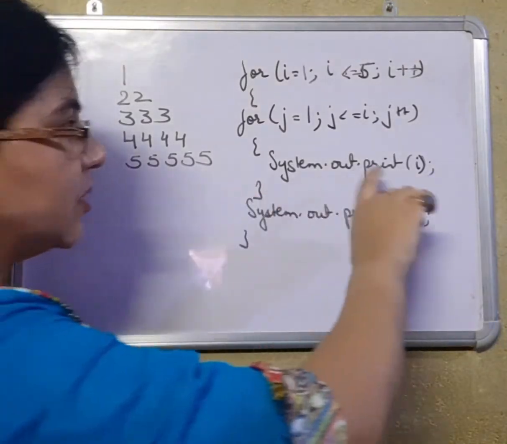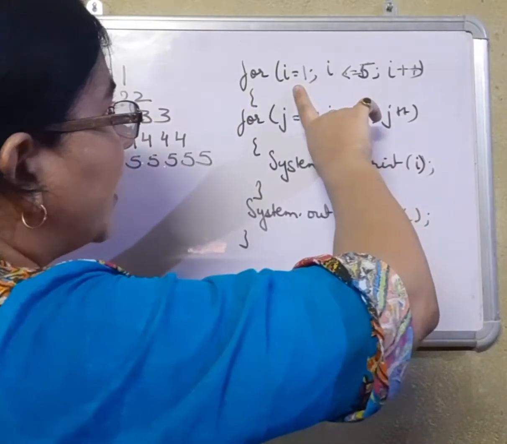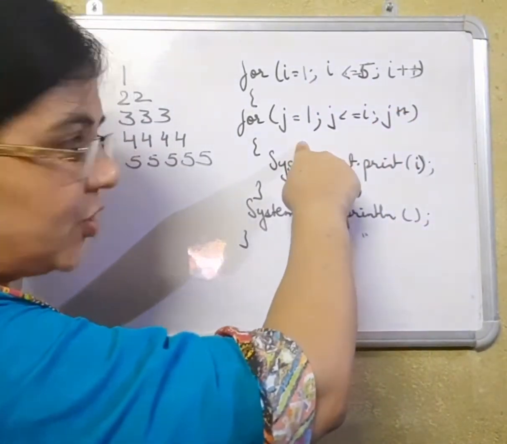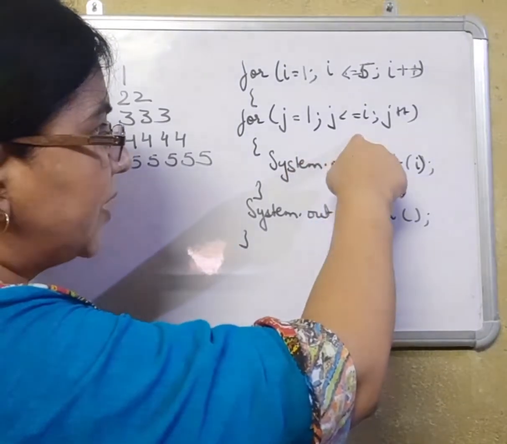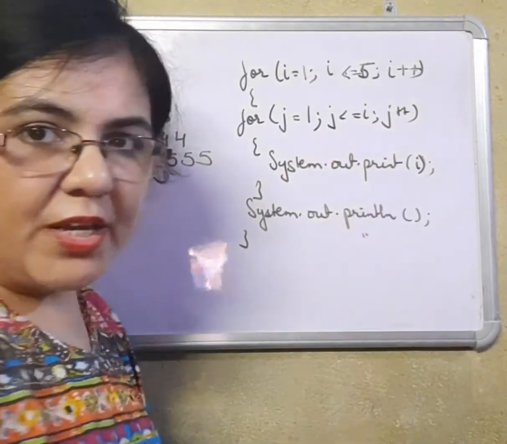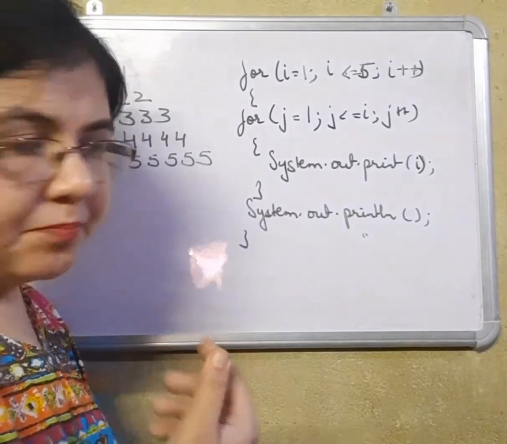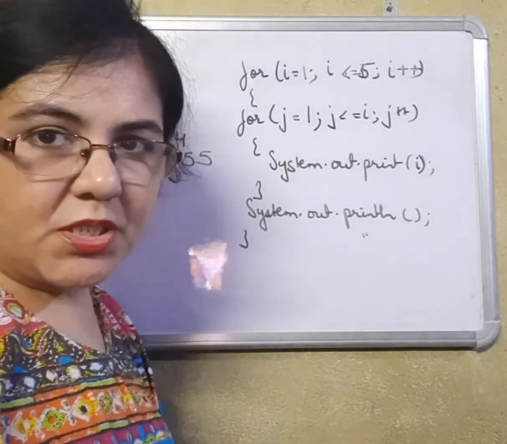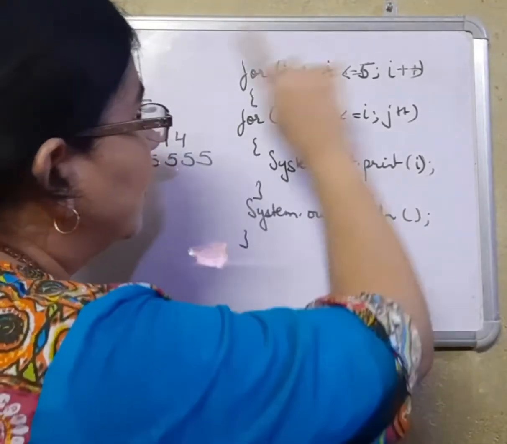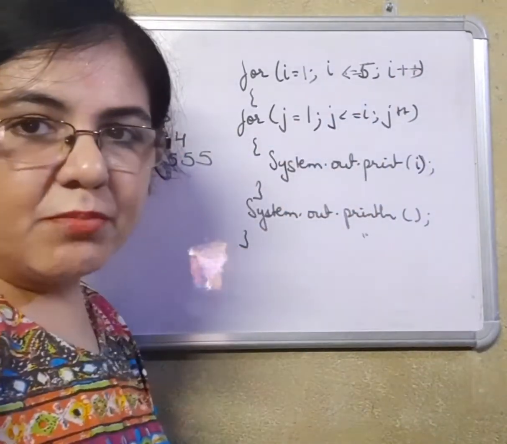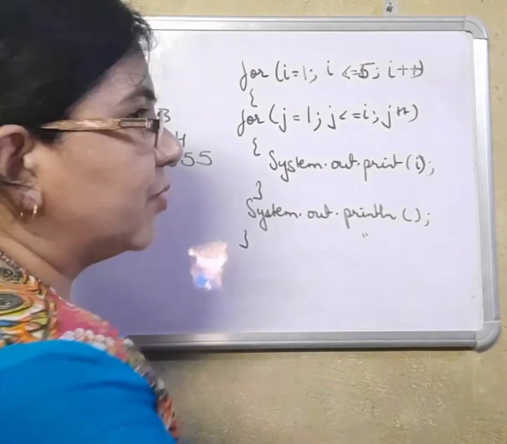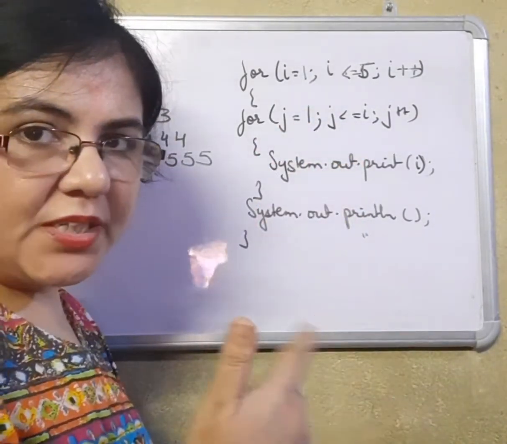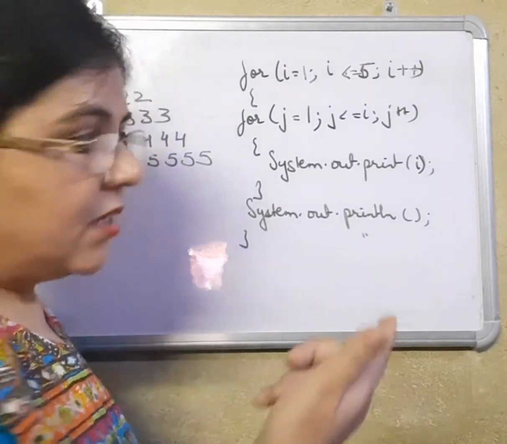How does this program work? I is 1, 1 is less than equal to 5, yes. It will come inside. J is 1, 1 is less than equal to 1, yes. What is the present value of I? 1. 1 will be printed. J will become 2, 2 less than equal to I, false. Go to the next line. Then I increases and it becomes 2, less than equal to 5, yes. To come inside, J will restart with 1, 1 is less than equal to 2, yes.